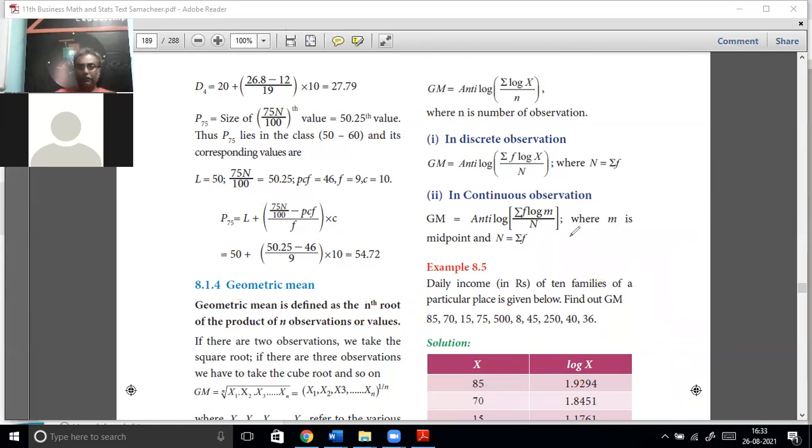So this formula, you find that M is there. So you should not think what is M. M on the class interval 0 to 10, M is 5.